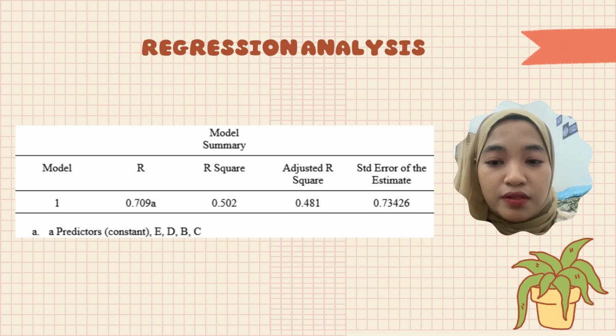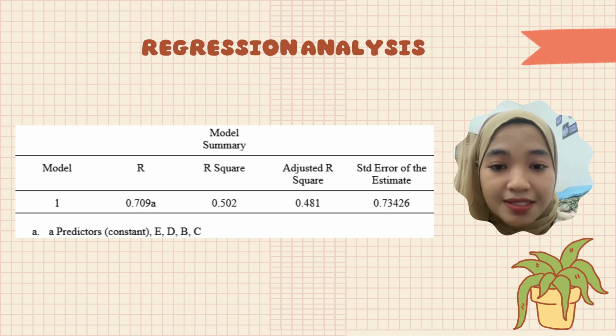Okay, so this study used multiple regression to examine how technology, mode, interaction, and platform affect academic performance. The R-square value is 0.502, which means these four factors explain about 50.2% of the differences in students' performance. The adjusted R-square is 0.481, still showing a strong relationship. The standard error is 0.73426, which means the predictions are quite close to the actual results.